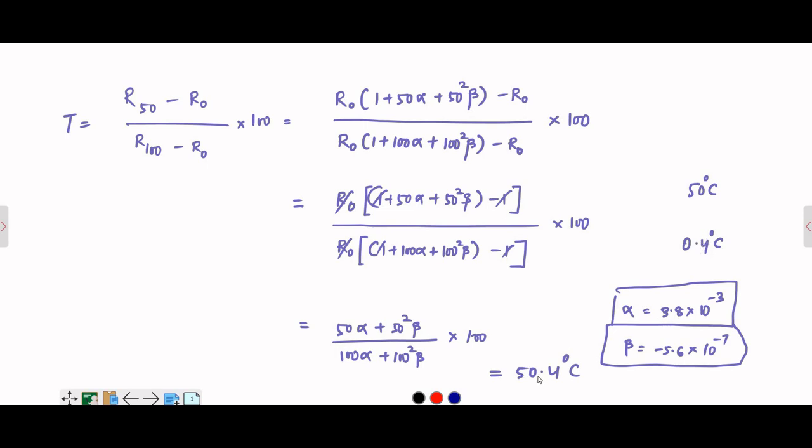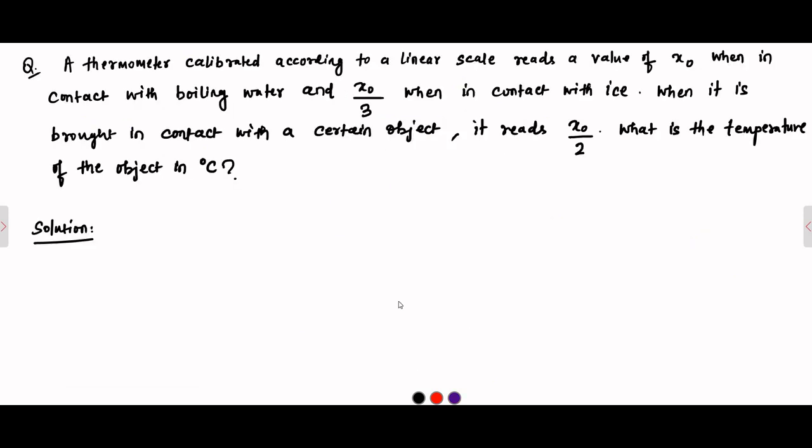So the reading of the platinum resistance thermometer is 50.4 degrees Celsius. Okay, so this is the thing. So here is another question on temperature measurement and temperature scales.